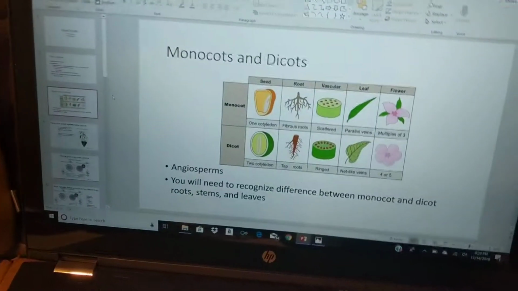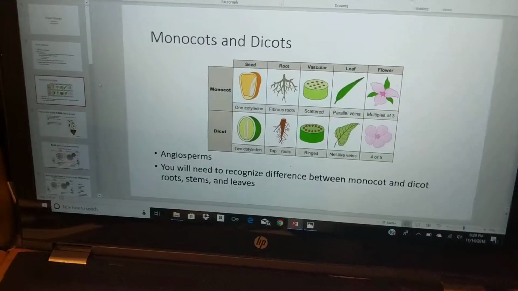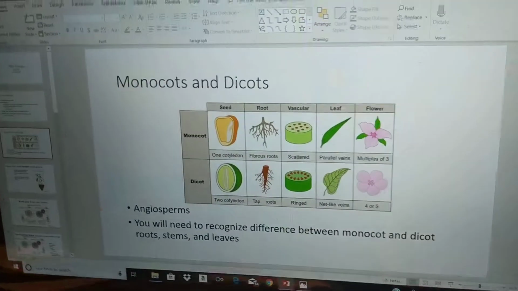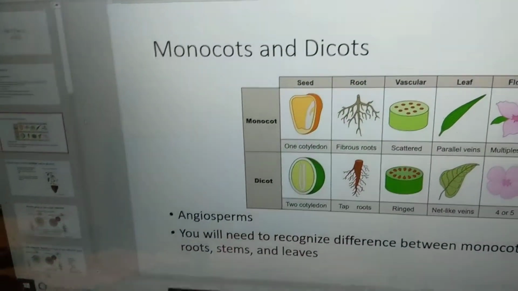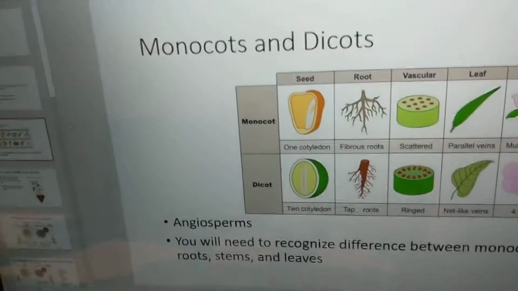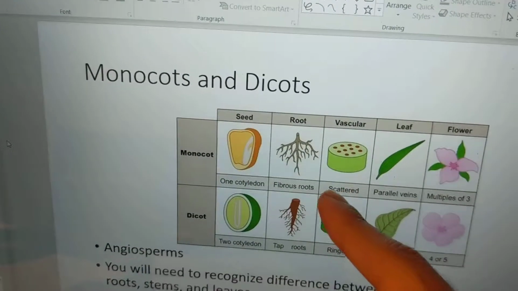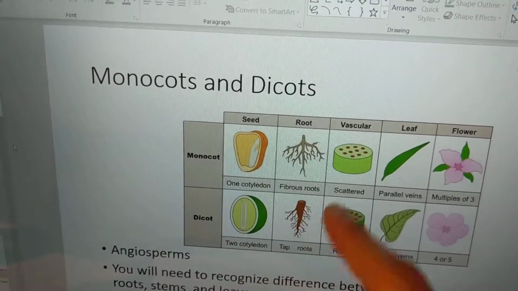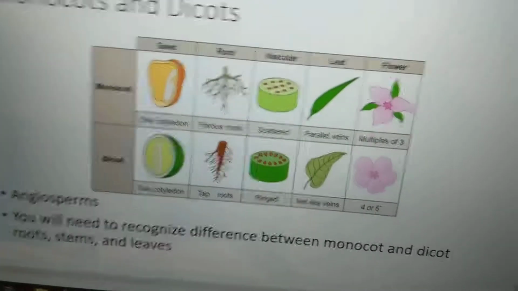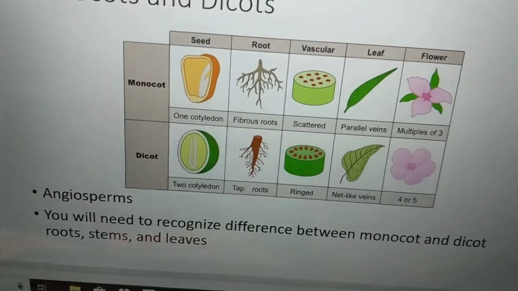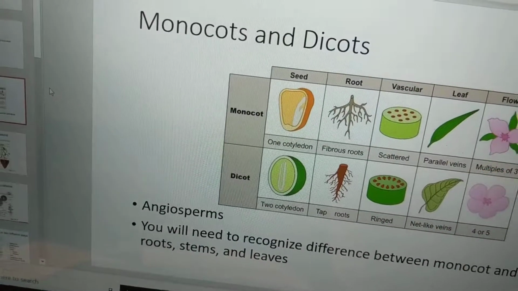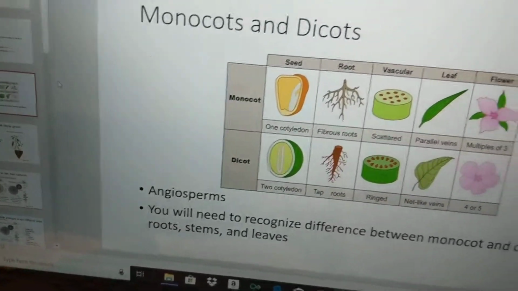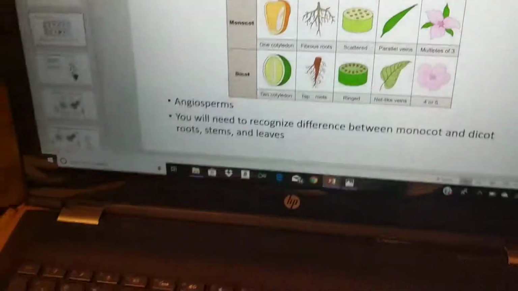Now, when it comes to plants, there are two classifications: monocots and dicots. They're called monocots because they only have one cotyledon, and dicots have two cotyledons in the seed. These are really important distinctions you need to memorize. Monocots have fibrous roots, which means the roots are scattered everywhere, but they're about the same size, shape, and length. Vascular, that means the xylem and the phloem are arranged randomly.